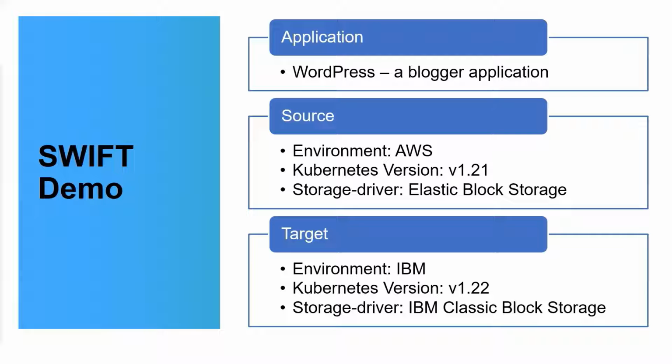In this demo, we will show you how you can use Swift to perform the cross-cloud, cross-version migration of containerized applications. For this demo, we have deployed a WordPress application on the AWS EKS cluster, and we will replicate it to the IBM EKS cluster using Swift. Now let's look at both the environments and the application that we're going to replicate.